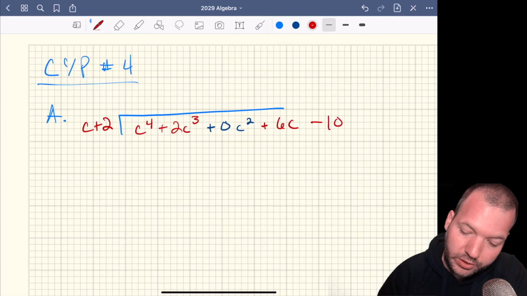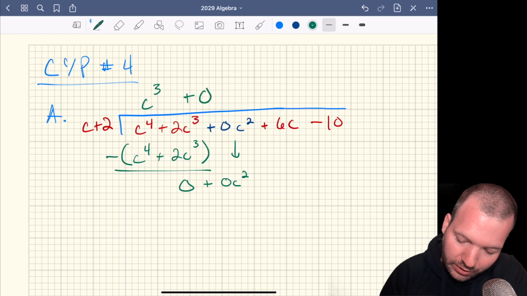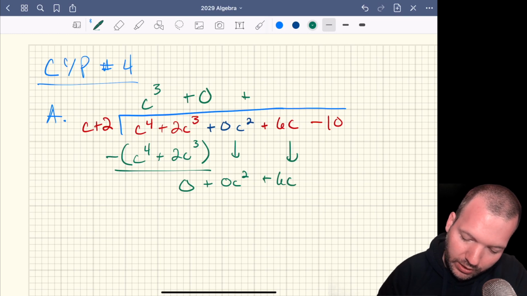So we're just always making sure that our powers count down. That's what I'm doing here. 4, 3, 2, which was missing, 1, and then of course nothing. I don't know why they do these things. They choose the worst examples. So obviously, with all these zeros, that would just be another plus 0 up here, and we would just need to bring down the 6c, and then finally that would be plus 6.